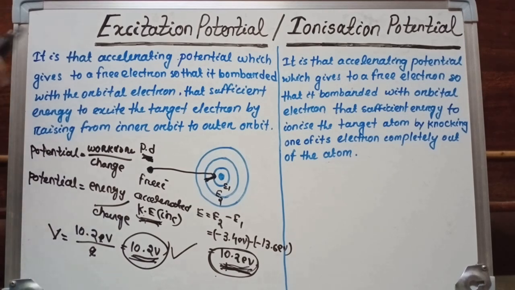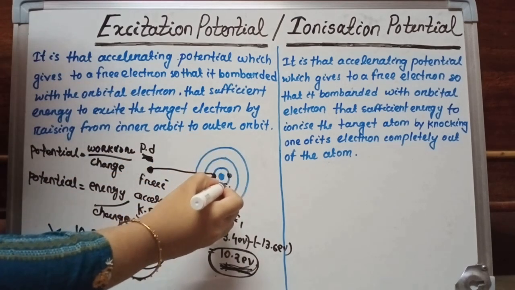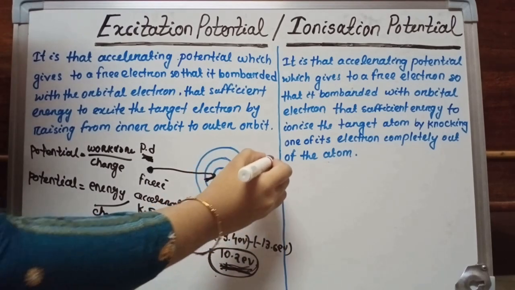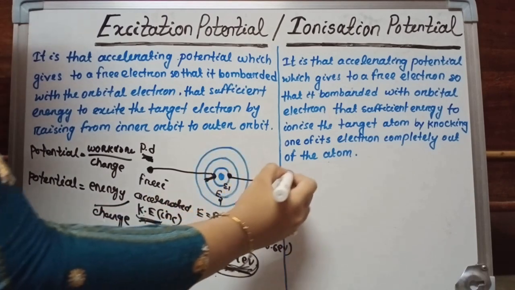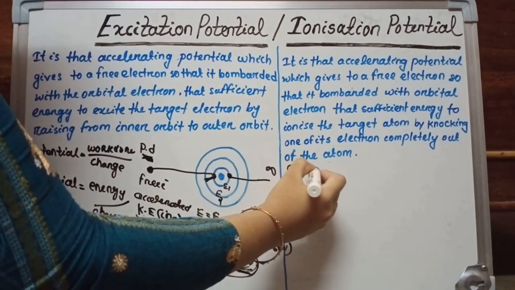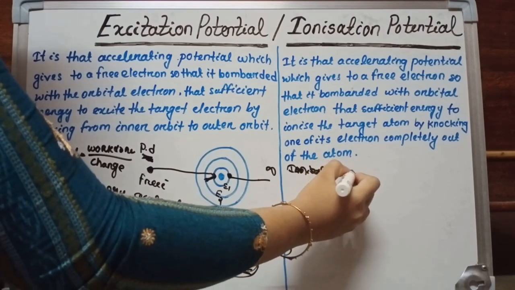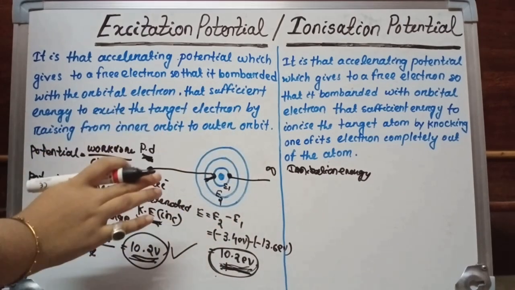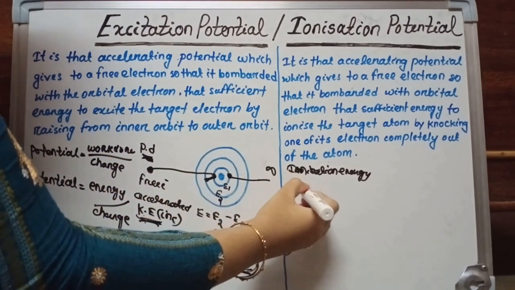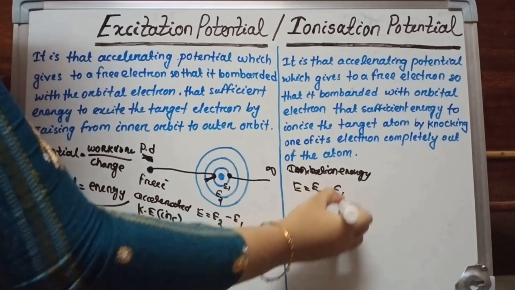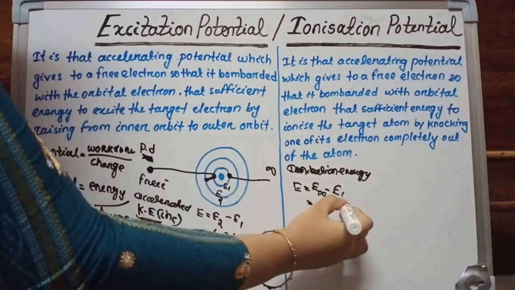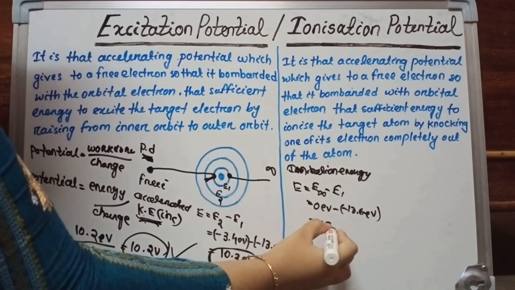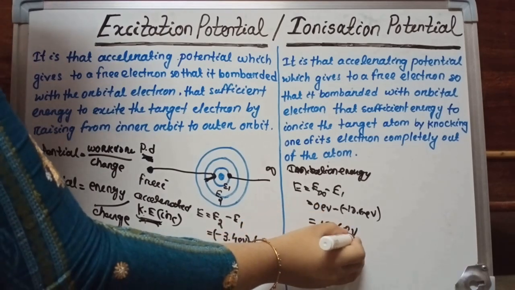First, we know that if an electron is in the ground state, and that electron jumps from the ground state to infinity, the energy required is called the ionization energy. Here the electron jumps from the ground state to the infinity level. So E equals E infinity minus E1. E infinity is 0 electron volt, minus minus 13.6 electron volt. So the ionization energy is 13.6 electron volt.